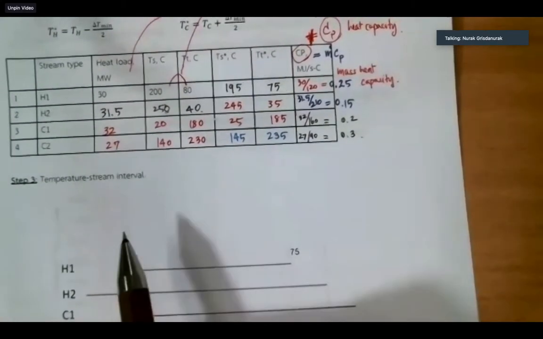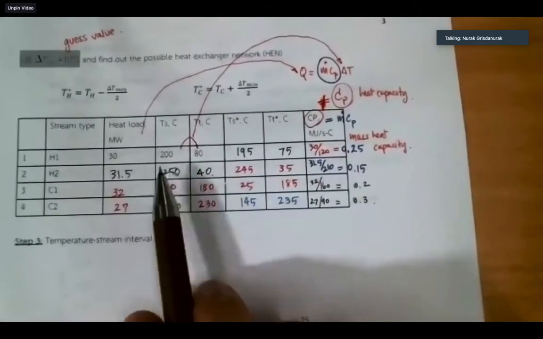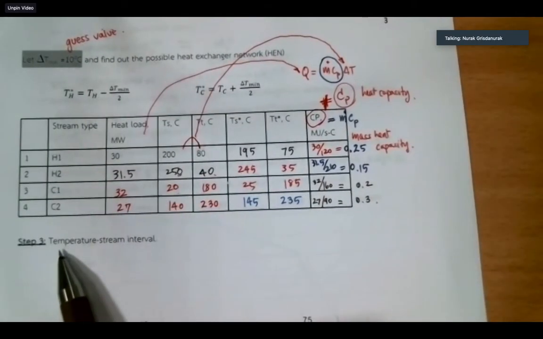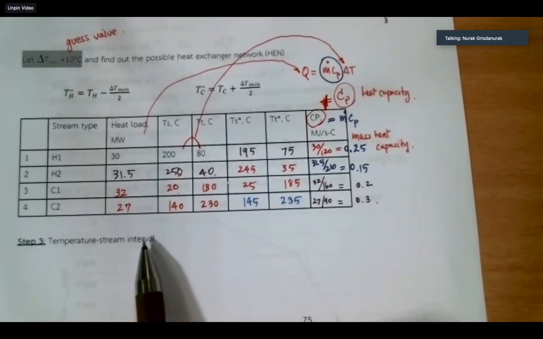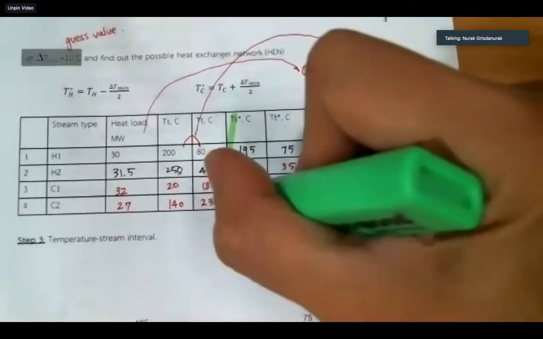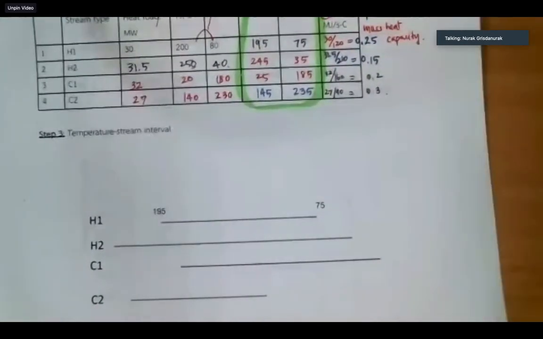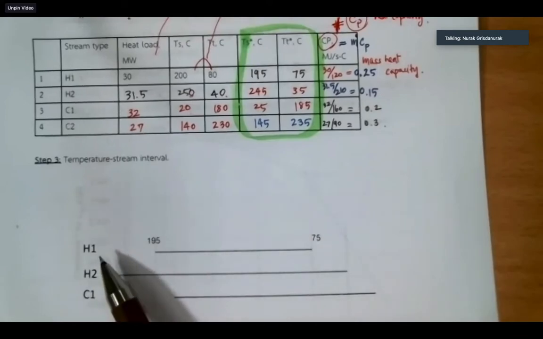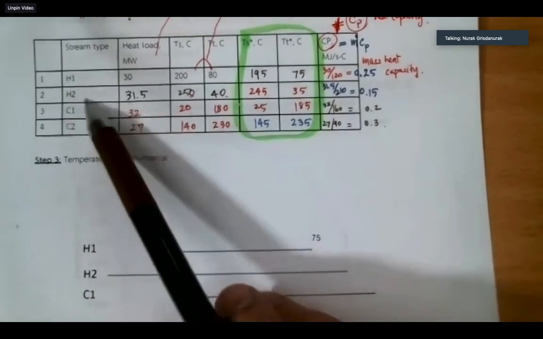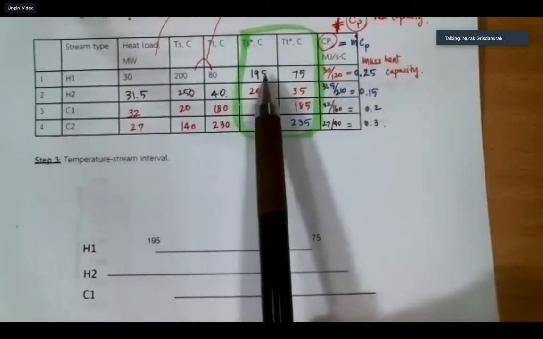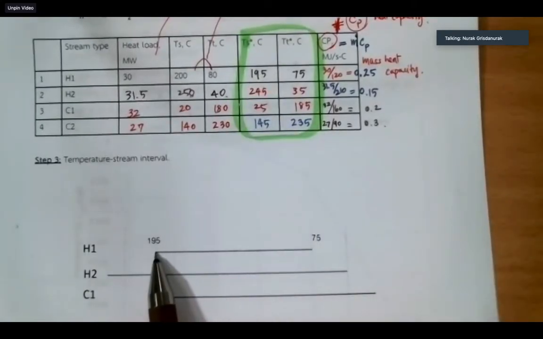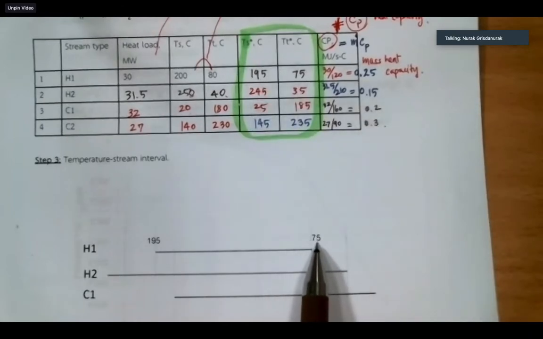Step number 3 from this table: what you have to do is to make the temperature streams equal. So what I mean is I will focus only on the adjusted values. What I focus on comes from hot stream 1, H1. So I have 195 to 75, right? Okay.